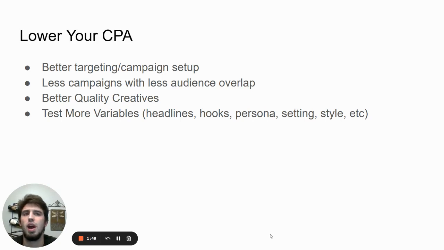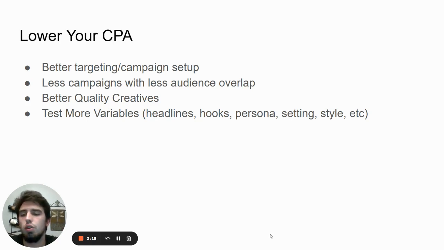So instead of, say, having two campaigns running at $50 a day, where it's running the same ads with the same budget, you would just up the budget on one of those campaigns so that it's only one ad set running at $100 a day or whatever, or one campaign running at $100 a day if you're running a CBO campaign. So having less campaigns with less audience overlap is generally going to benefit you.